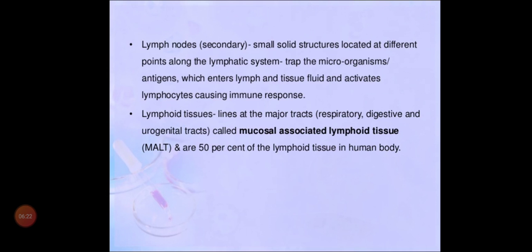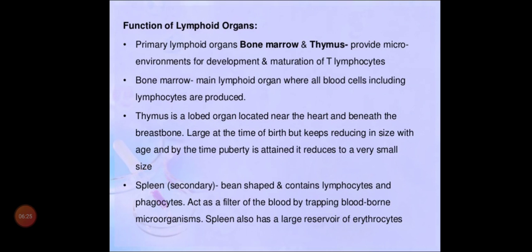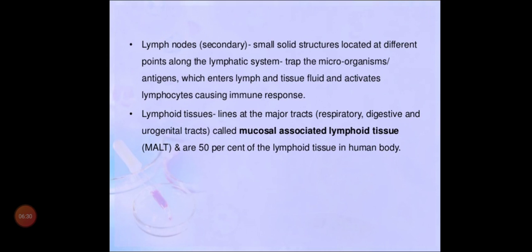Is that clear? So what have we learned? We have learned the functions of the lymphoid organs: bone marrow, thymus, spleen, lymph nodes, and lymphoid tissues seen in the respiratory, digestive, and urogenital tracts. Apart from that, we have learned Peyer's patches in the small intestine and tonsils. These are secondary lymphoid organs. They are all meant to fight against the antigen, to give very good resistance against antigens, and this is very, very important for our immune system.